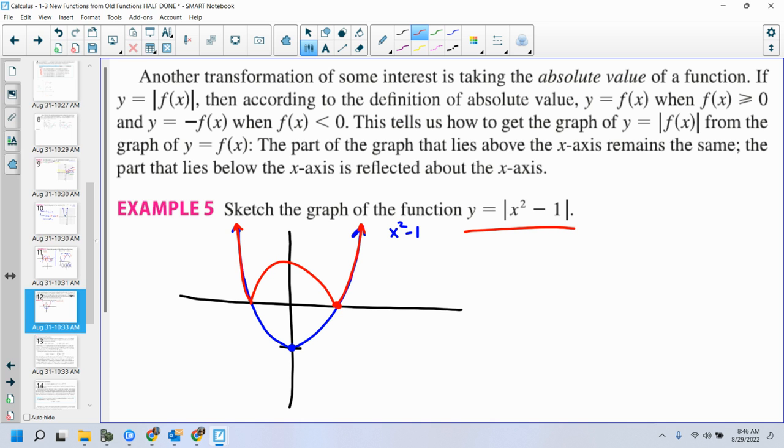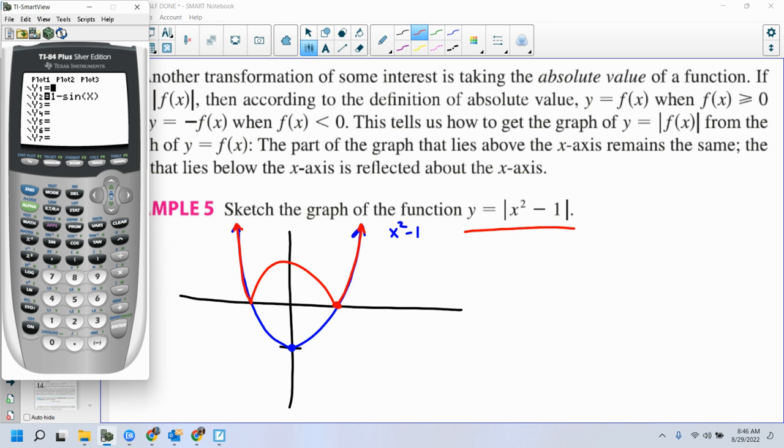How do you show that in your calculator? You do have the absolute value function in your calculator. If you go to math, scroll right to number, you see abs. That's absolute value. So abs of x squared minus 1 should look like this. I'm going to ZoomStandard to put it back to my standard window. There it is. You see that? Anything that was underneath the axis got reflected upward.